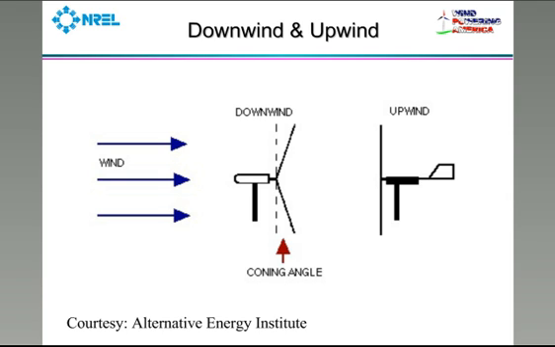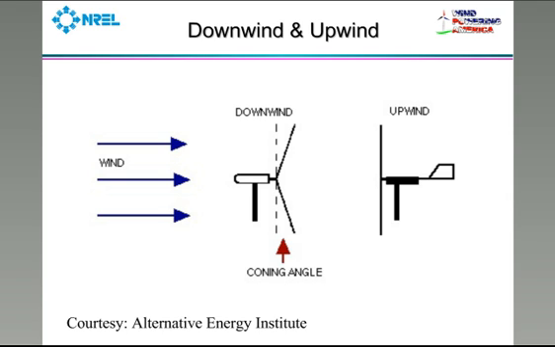For small machines, most of them are still upwind machines, but there's a larger fraction of downwind machines becoming available. The advantage of downwind machines is that the blades can be made less stiff, because they'll bend away from the tower. With an upwind machine, you have to make the blades stiff enough so that they don't bend back and hit the tower, which would be a bad thing.